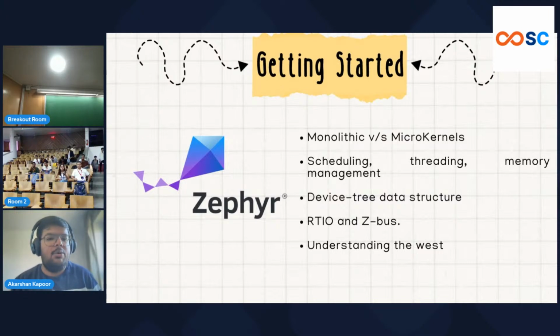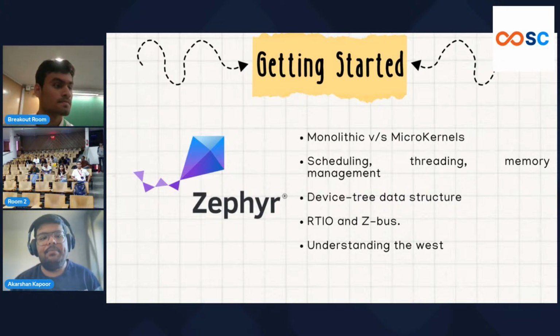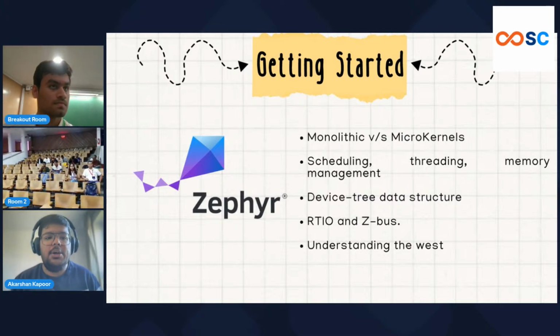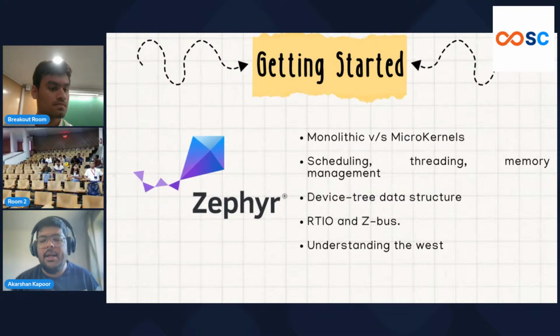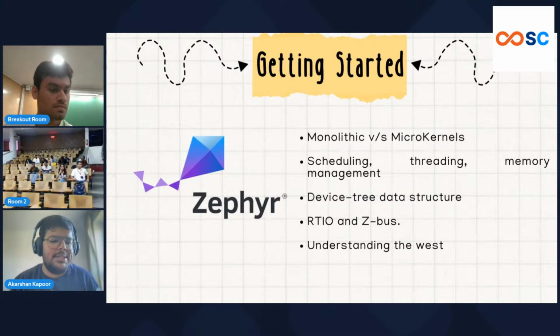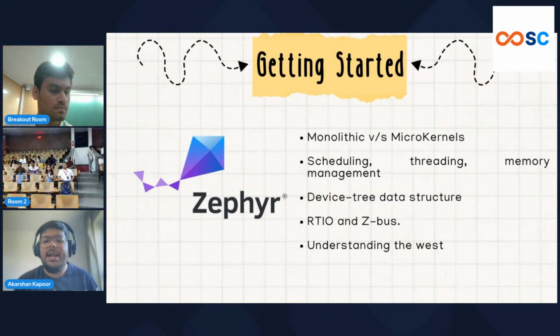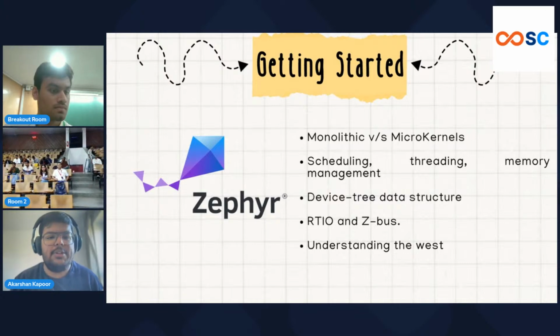You start with learning about kernels. The first thing is to learn about what is the difference between a monolithic kernel versus a microkernel. Apart from that, you should be learning about scheduling, threading, memory management. These are basics of system design. So if you know these, it should be really easy for you to catch up with Zephyr.